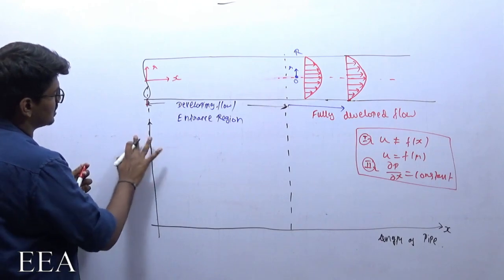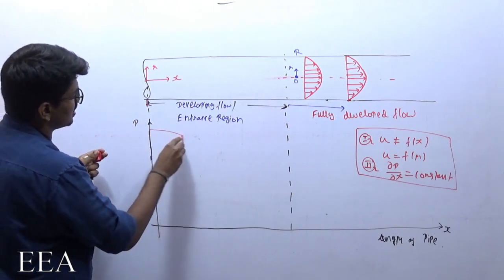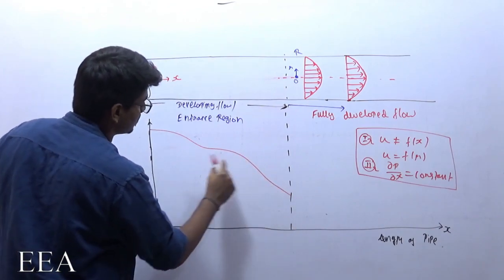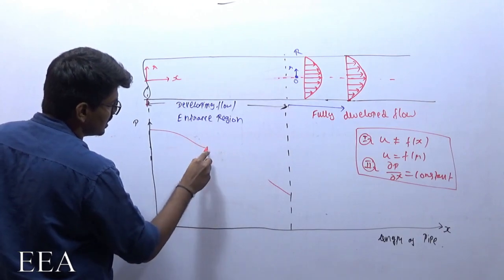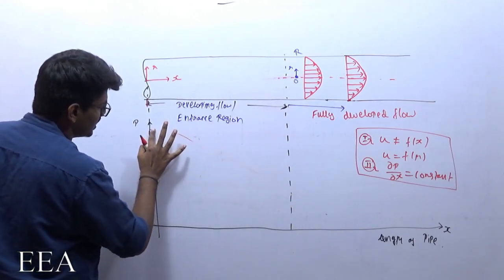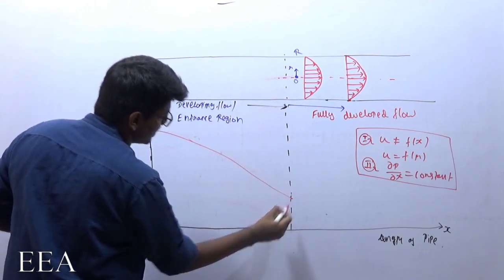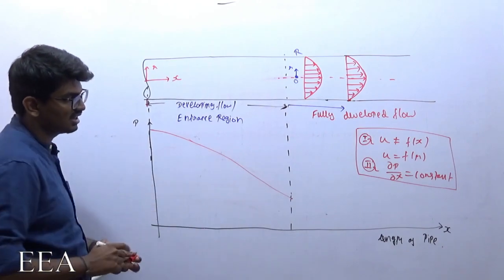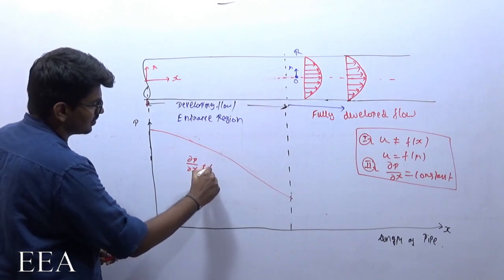So this is pressure. In the entrance length, the pressure can vary in whatever manner it wants. Ultimately, it's not going to increase. It's going to decrease only. There is no possibility for an increase. But that can happen in a curved manner. It is not necessary that it has to be a straight line. Here, dou p by dou x is not constant.